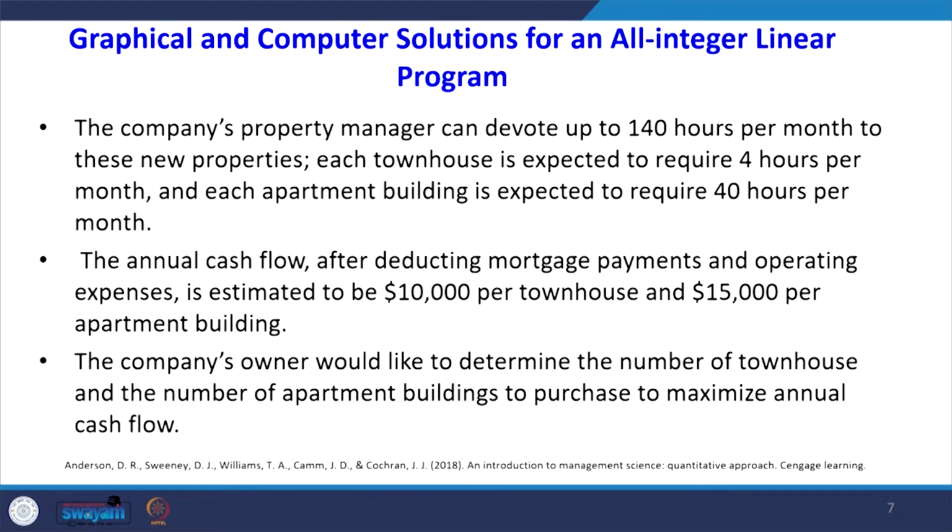The company's owner would like to determine the number of townhouses and the number of apartment buildings to purchase to maximize annual cash flow. There are two alternatives, townhouses and apartment buildings. There is a restriction on the amount of money available and also a restriction on the number of hours available for the managers. So, the problem is how many apartment buildings and how many townhouses have to be constructed.